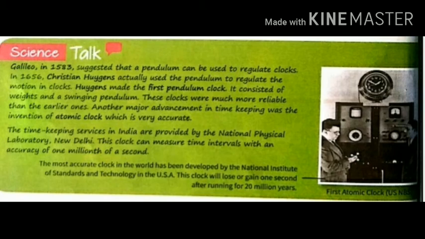Another major advancement in timekeeping was the invention of the atomic clock, which is very accurate. The timekeeping services in India are provided by the National Physical Laboratory in New Delhi. And here the clock can measure time intervals with an accuracy of 1/1,000,000th of a second.